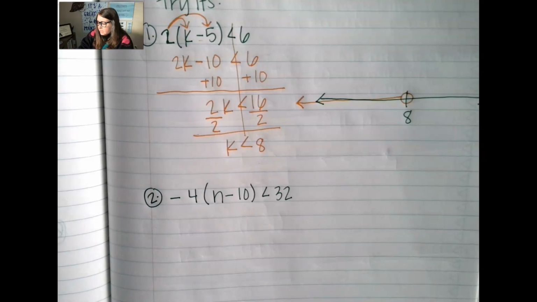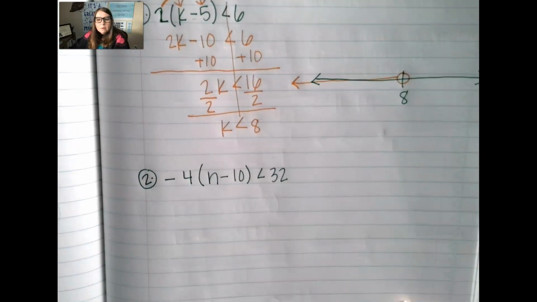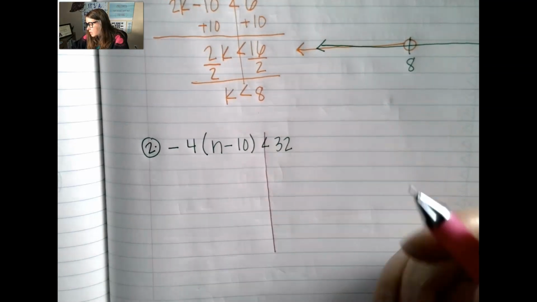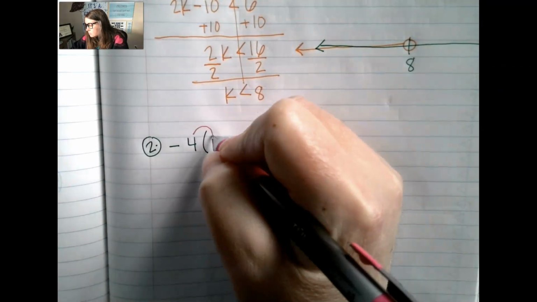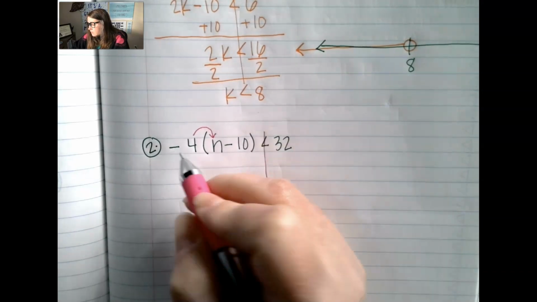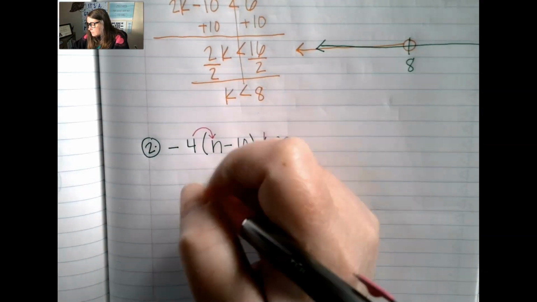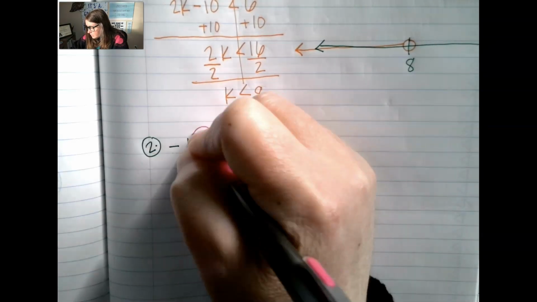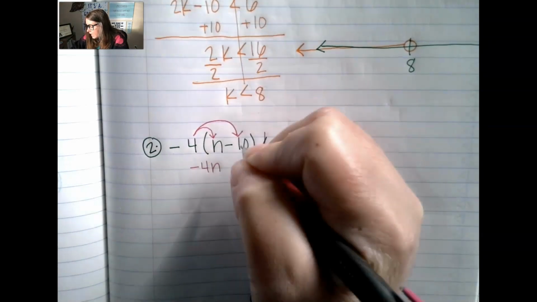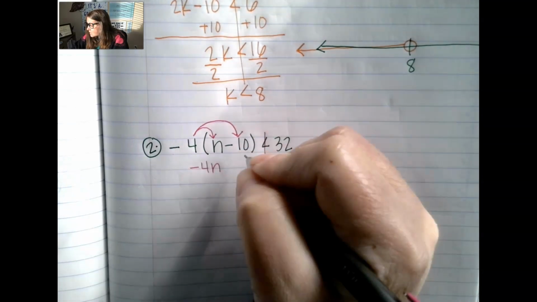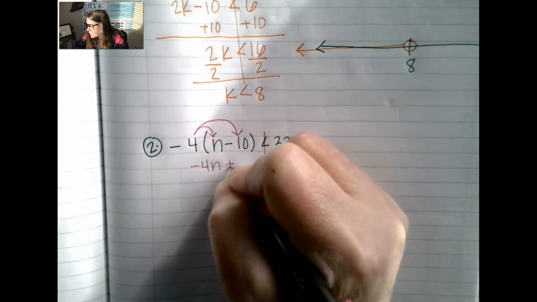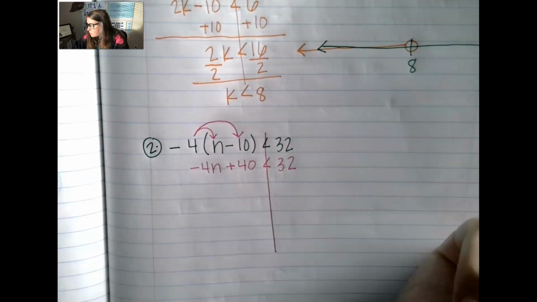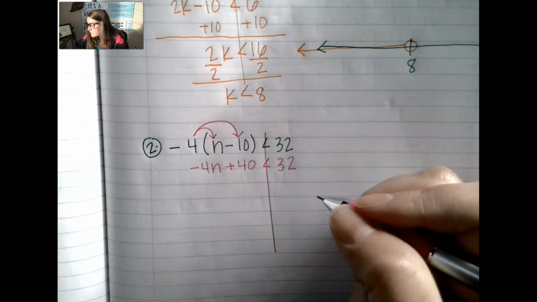Okay, now we are ready for try it number 2. All right, try it number 2. So we're going to go ahead and draw our balance line. Again, we need to multiply first. Don't forget your negative sign. So -4 times n gives us -4n. -4 times -10 gives us +40, less than 32.